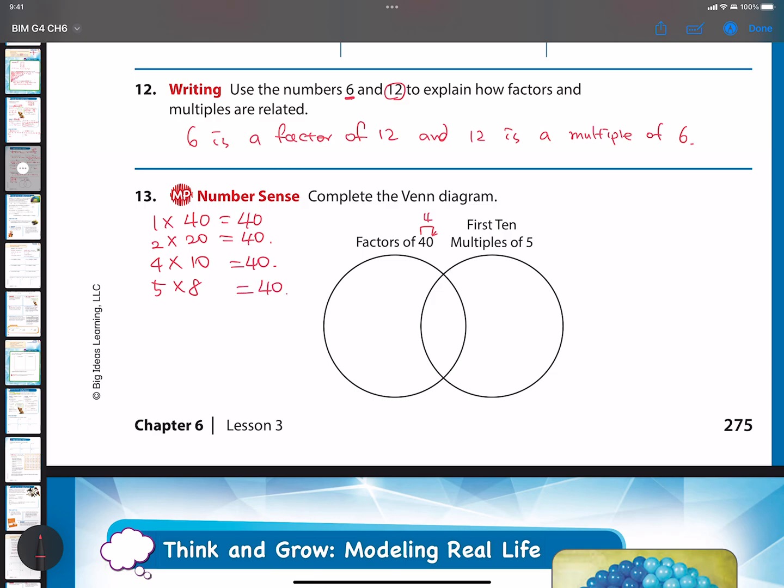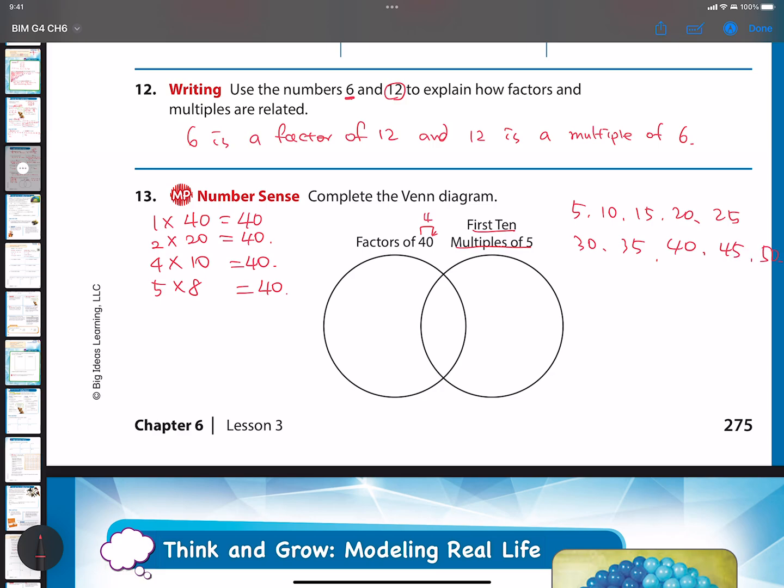Okay, what about 6? 6 can't be. What about 7? No. That means what? 8 again. Yes, and the numbers will be repeating again. So you don't have to find out anything else. And first 10 multiples of 5, we know: 5, 10, 15, 20, 25, 30, 35, 40, 45, and 50.